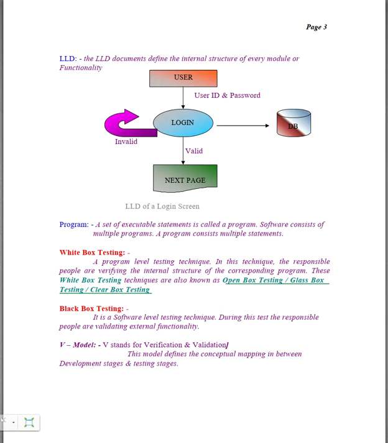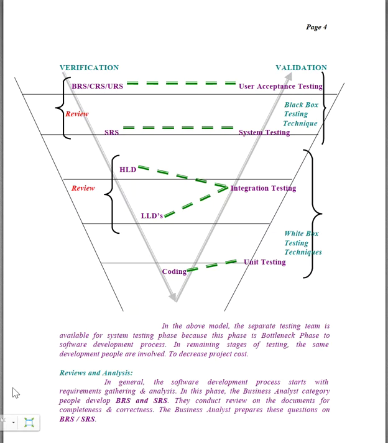So let's talk about some of the software development lifecycle models. We'll start with the V model. V stands for verification and validation. This model defines a conceptual mapping between development stages and testing stages. Here is a pictorial representation of how it is defined. You can see one arrow coming down and one arrow going up. That's how the V is created. The downward arrow is mostly related to the development team, and the upward arrow goes to the testing team.